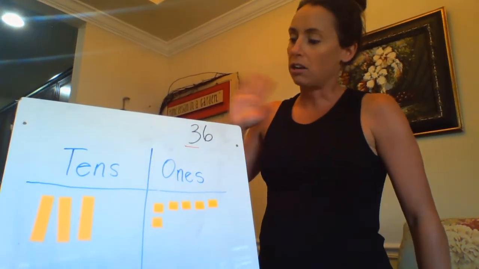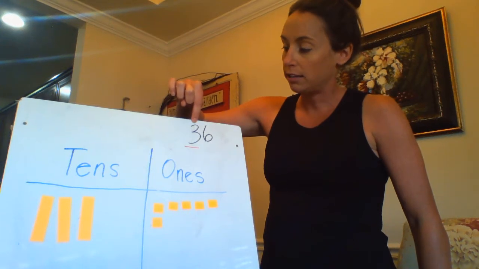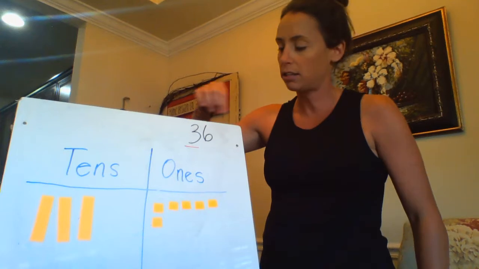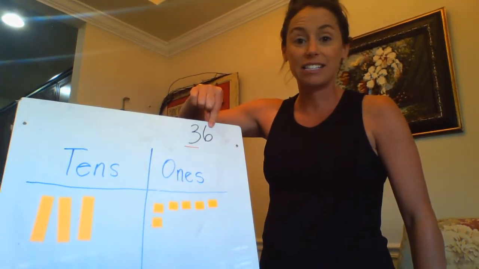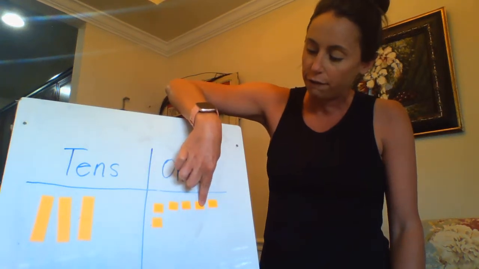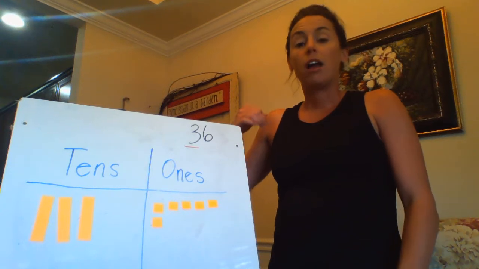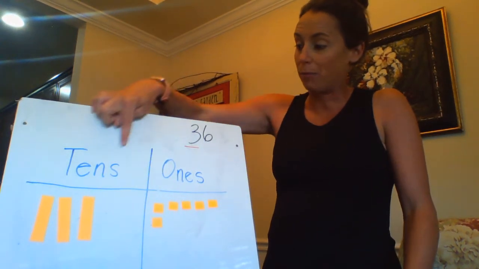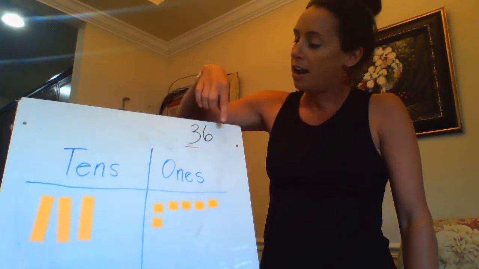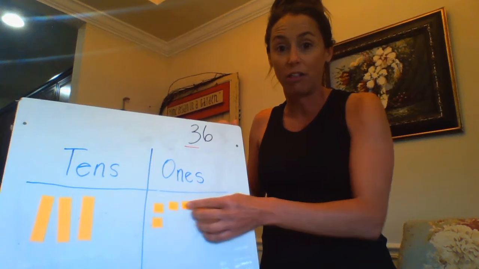3. Okay, so let's just check and make sure I have this correct. I have 3 tens, is that correct? 1, 2, 3, yes. And I have 6 ones. 1, 2, 3, 4, 5, 6. So now when I count these, remember because the 3 is in the tens place, I need to count those by tens. And the 6 is in the ones place, so I need to add on and count those by 1.